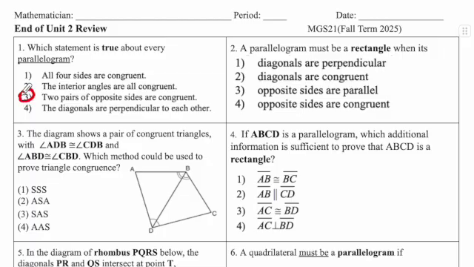Okay, parallelogram, 2 pairs of opposite sides are parallel is enough to prove. 2 pairs of opposite sides are congruent is enough to prove that it is a parallelogram.